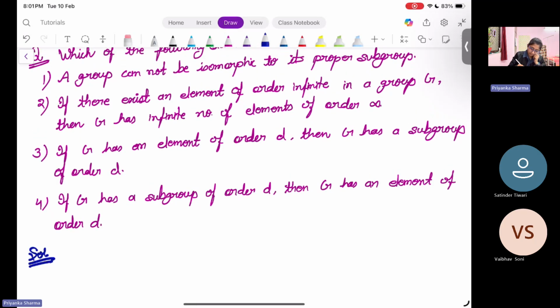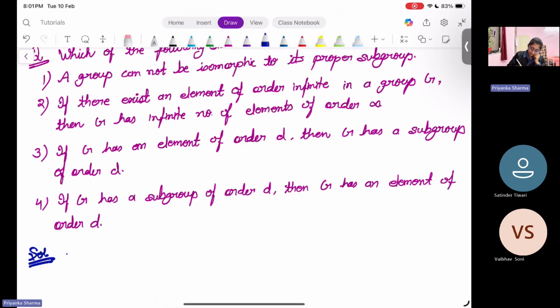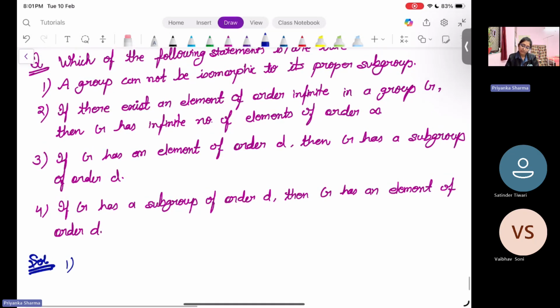We have 4 statements and we need to check which is true and which is false. So first, a group cannot be isomorphic to its proper subgroup. What is a proper subgroup? A proper subgroup means a subgroup which has at least one element less than the group, so equality is not there. So can this be true? A group cannot be isomorphic to its proper subgroup?